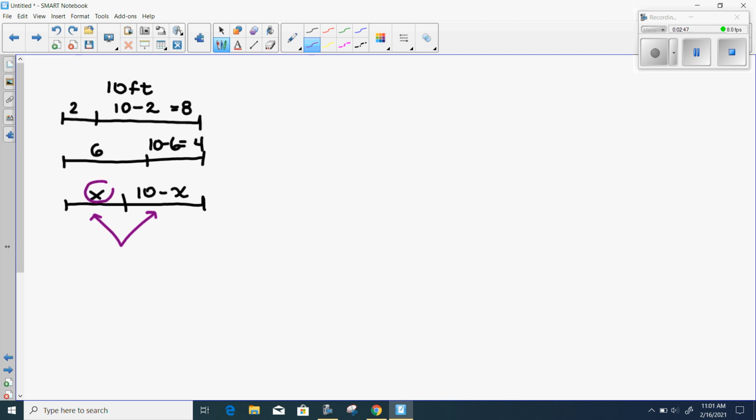I designate one of my parts to be x. It does not matter which one we designate to be x. And the other part is whatever I started with, in this case 10 feet, minus x. So if x is 1, the other end is 10 minus 1. If this end is 2, then we have 10 minus 2, and so on down the line.